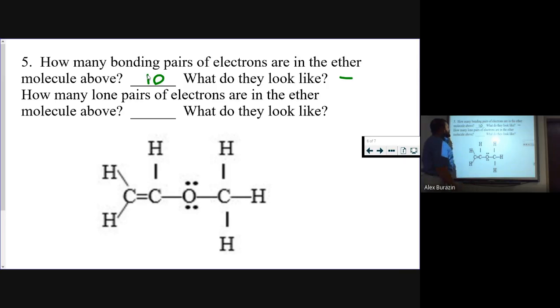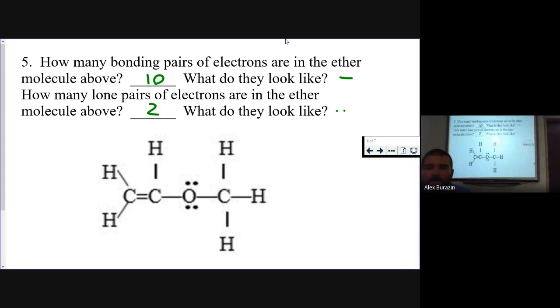How many lone pairs of electrons are in the ether? Well, we've got 2 lone pairs, and what do they look like? They're dots. Okay, now that's very simple, but it's important, right? When we're counting electrons and we're doing these Lewis diagrams in just a second, we need to make sure that we're counting correctly. Each dash is 2. Each lone pair, which is 2 dots, is 2.